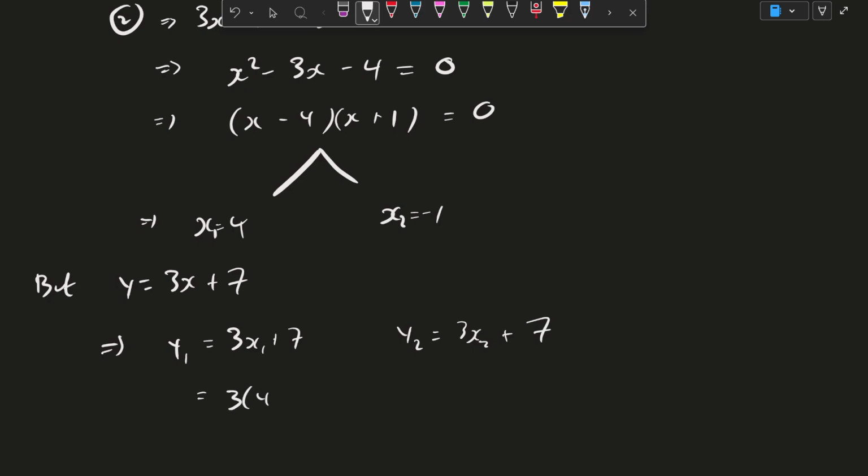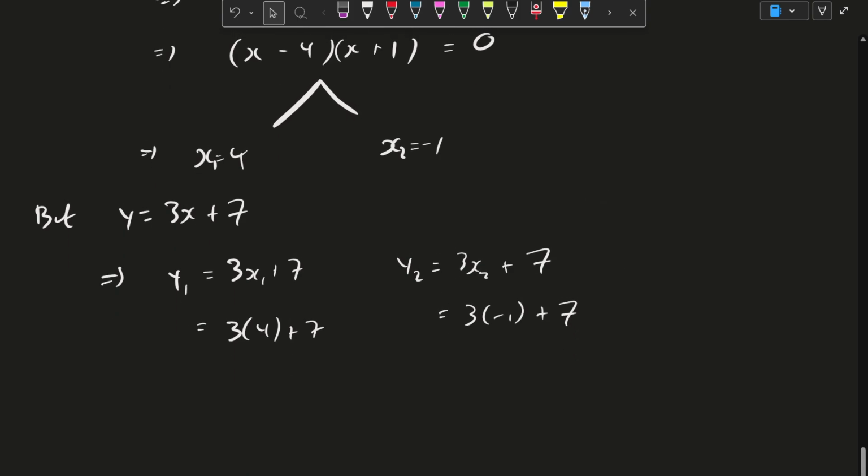So that's 3 times 4 plus 7 in the first case, and 3 times minus 1 plus 7 in the other case. So we get the y coordinate as 3 fours are 12 and 7 is 19. And y2 is 7 minus 3, which is 4.